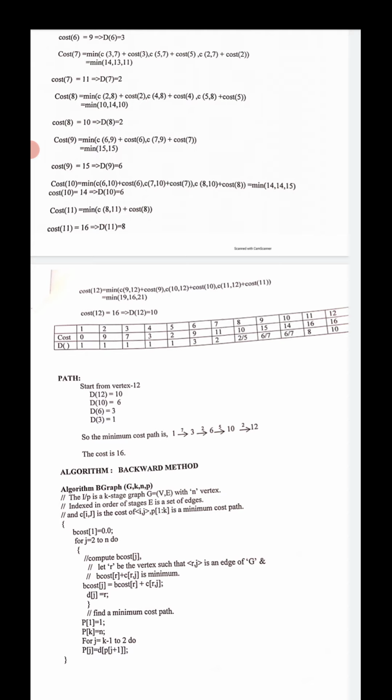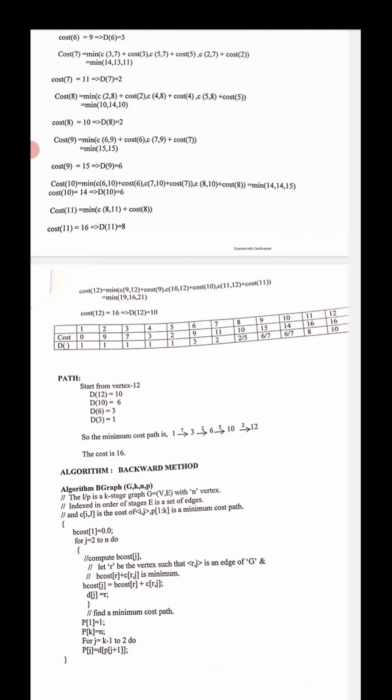Now we have to study the algorithm, the backward method algorithm. Algorithm BGraph, in the sense, backward graph. We take the values G, K, N, P, where the input is a k-stage graph. The graph consists of vertices and edges with n vertices, indexed in order of stages. E, in the sense capital letter E, is the set of edges, and C of i comma j is the cost of edge i comma j. So P of p varies from 1 to k. It is the minimum cost path.